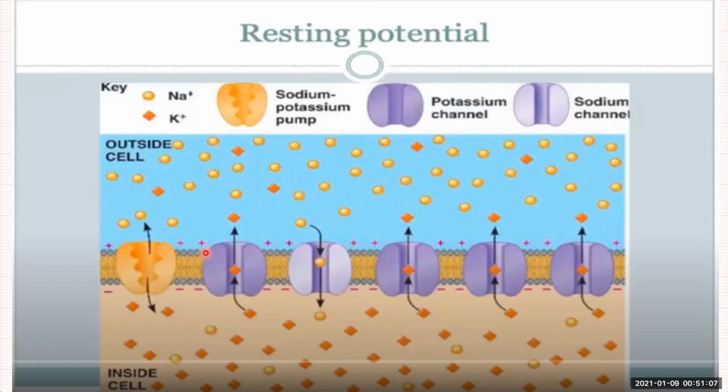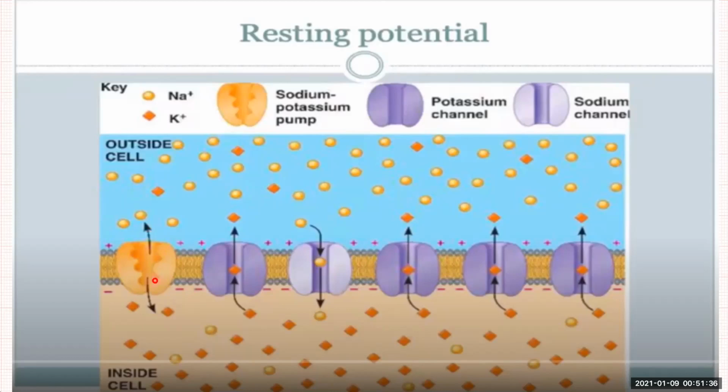And here you are seeing a number of pumps also. This is a sodium potassium pump, and this is a sodium channel. You might also notice there are more potassium channels as compared to sodium channels. So this is what the cell membrane is like. We have sodium potassium pumps, and this is what is working hard to maintain the resting potential of minus 70 millivolts.